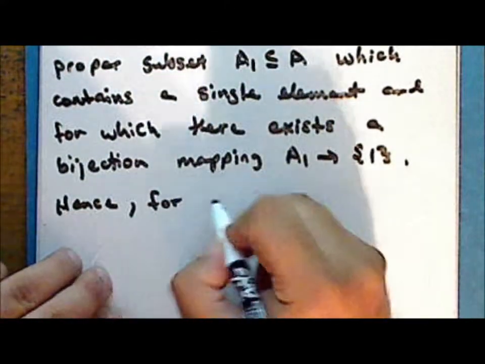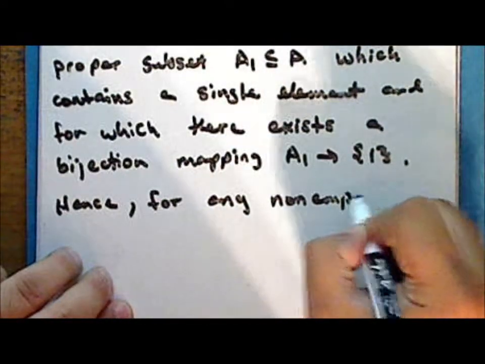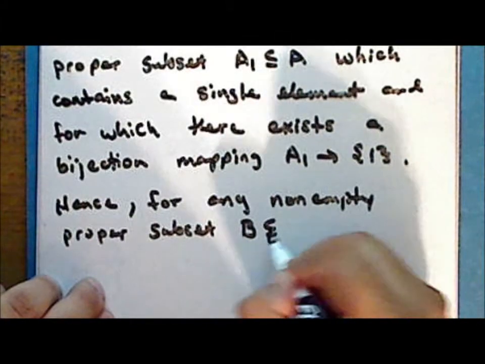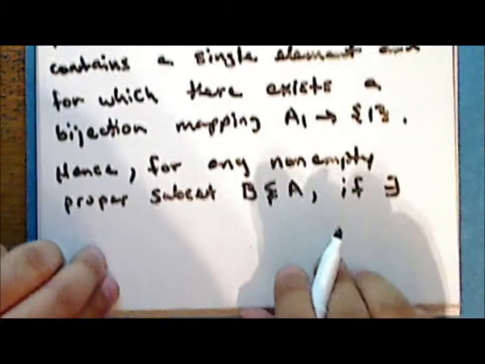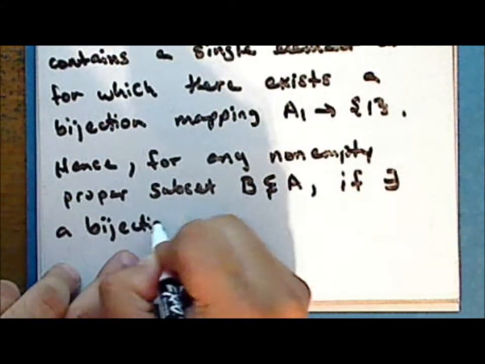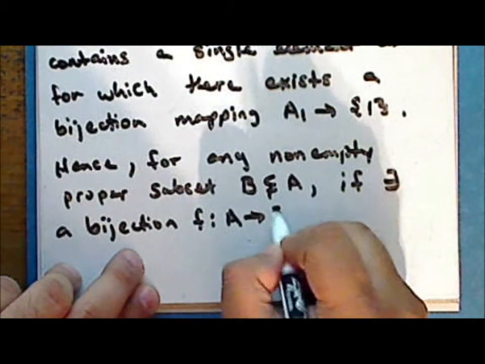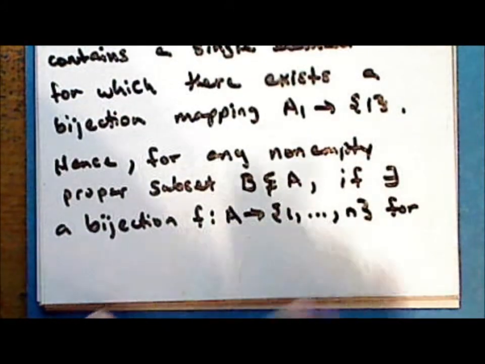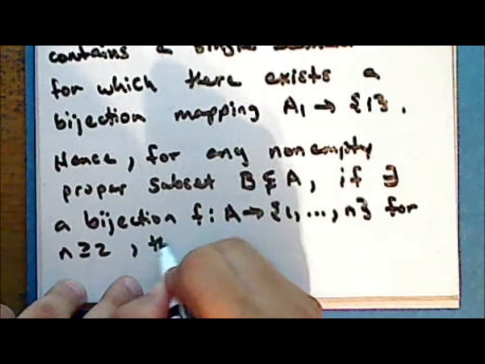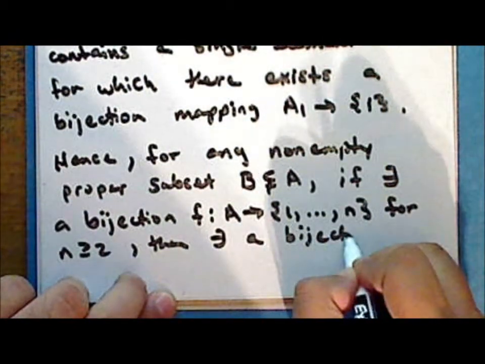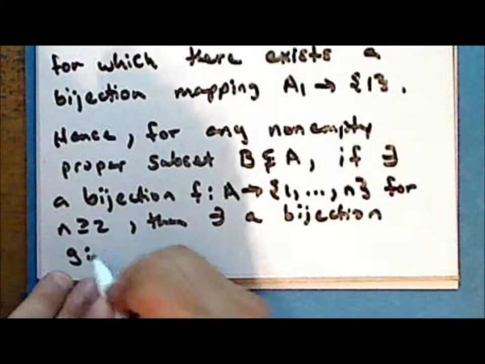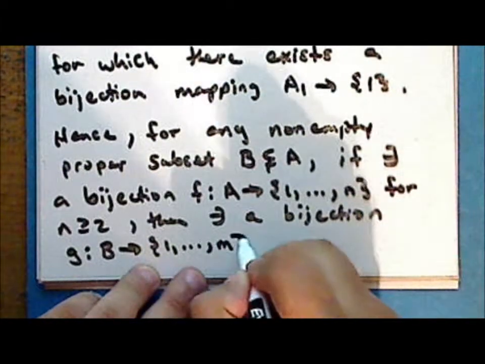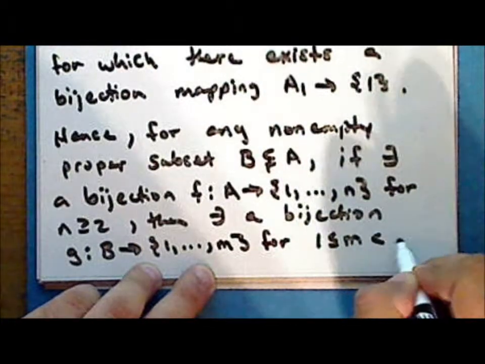And hence, for any non-empty proper subset B of the set A, if there exists a bijection mapping the set A into a finite subset of consecutive positive integers from 1 to n for n greater than or equal to 2, then there exists a bijection which we call G, mapping the subset B into a finite subset of consecutive positive integers from 1 to m for m at least 1 but strictly less than n.